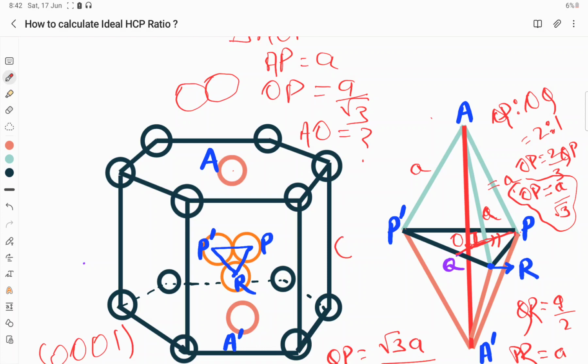One more thing: we can see that the distance AO is half of the distance AA dash. And we know AA dash is c. So the distance AO is actually c by 2. When we calculate AO from the Pythagoras theorem, this is the hypotenuse and this is the base.